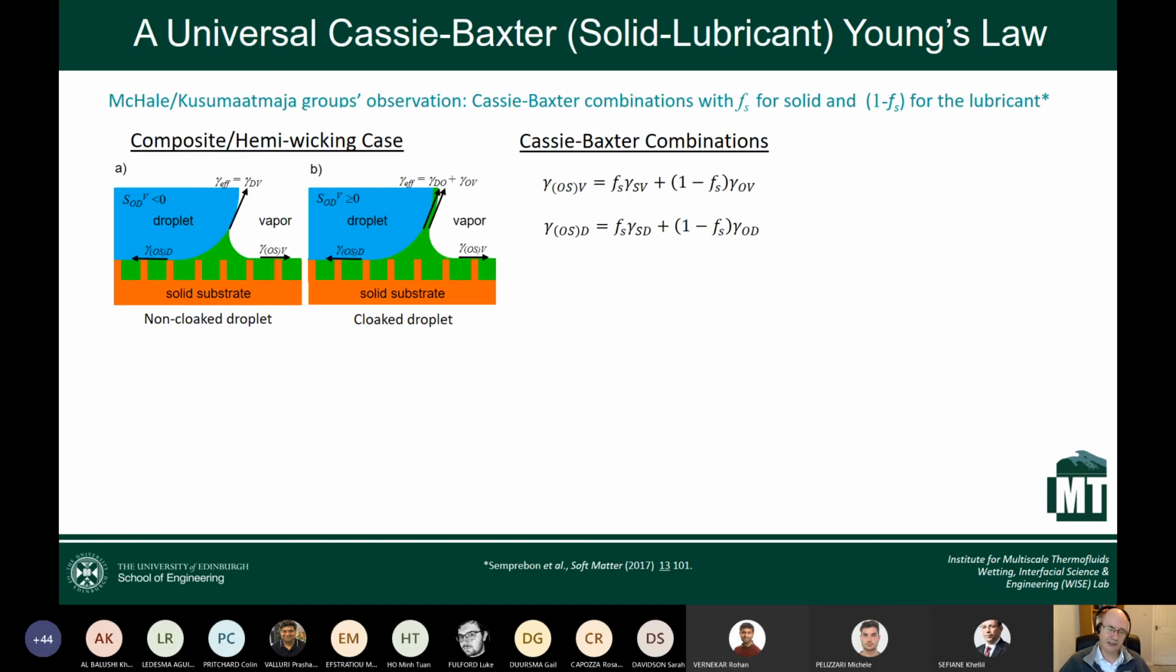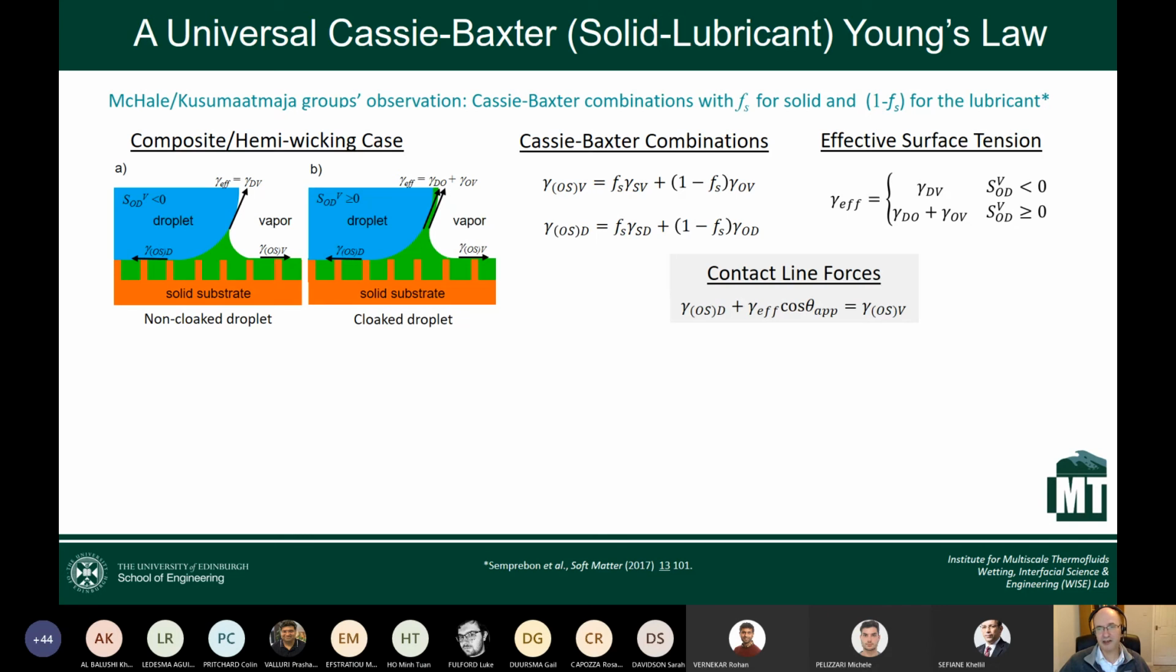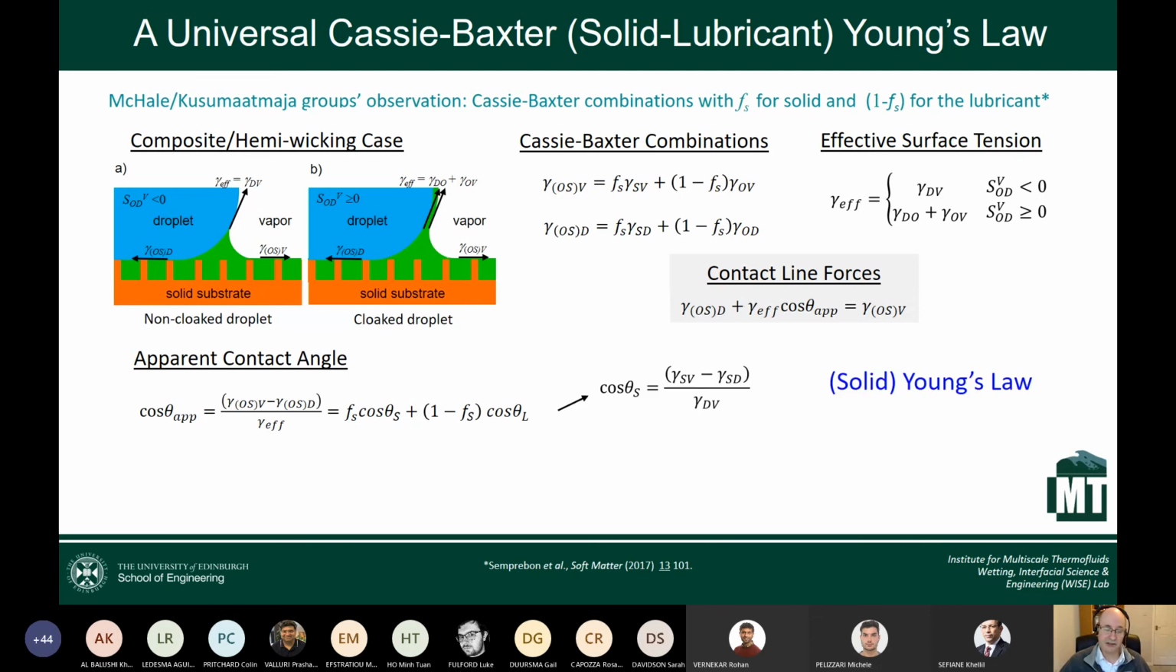You can work out what it looks like with a film of oil wrapping the droplet. You can think of the effective surface tension. You can resolve forces on this composite surface, and you can find an apparent contact angle that turns out to be a very simple combination of the contact angle you'd have for the droplet on the solid plus the contact angle for the droplet on the liquid, in terms of a weighted average of the surface fractions, Fs, the solid fraction, and 1 minus Fs, the lubricant fraction of the surface. And that's known as Cassie's law, but it's now a lubricant version of Cassie's law.